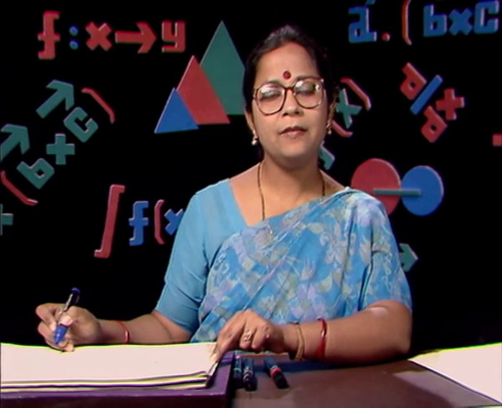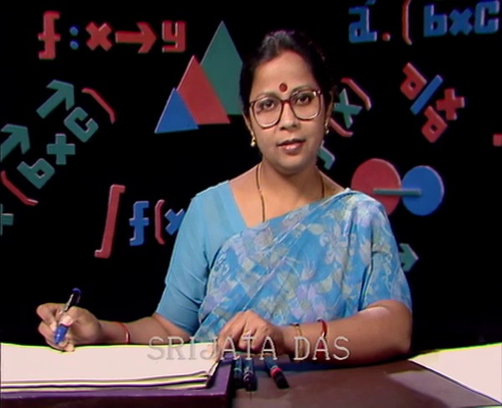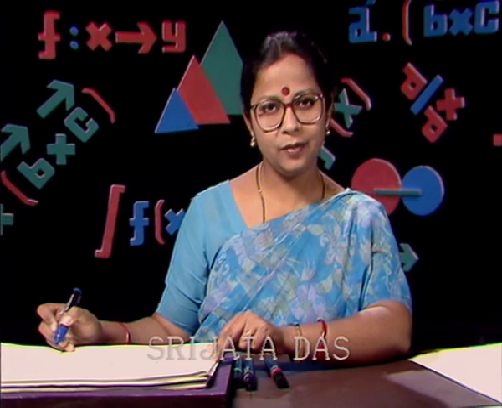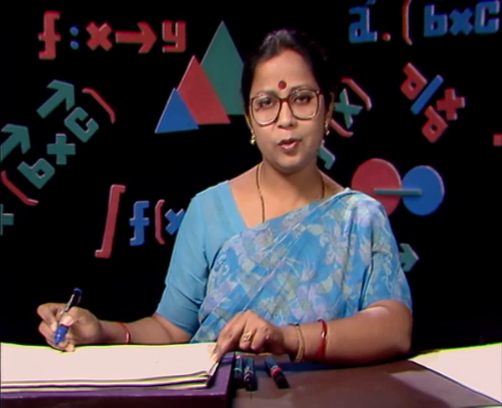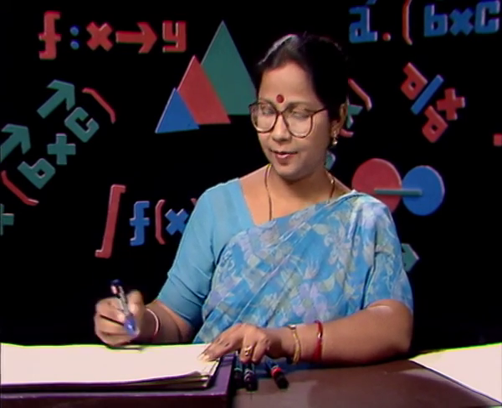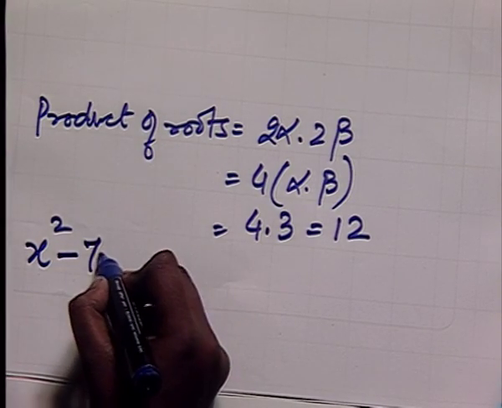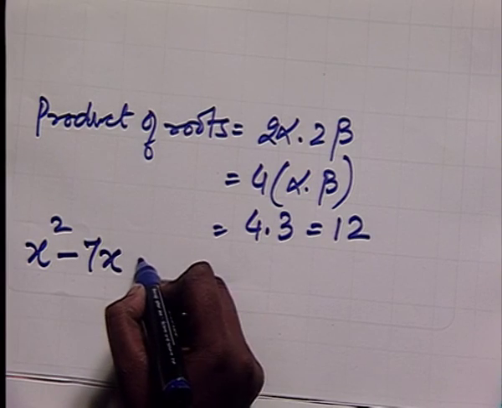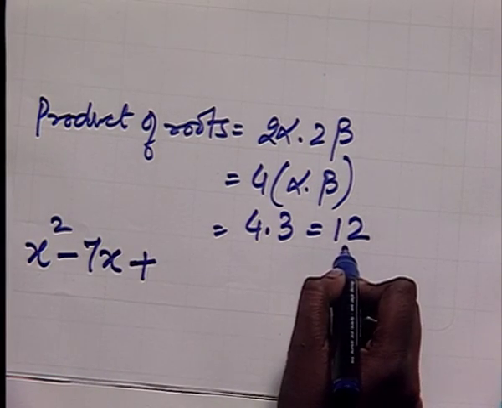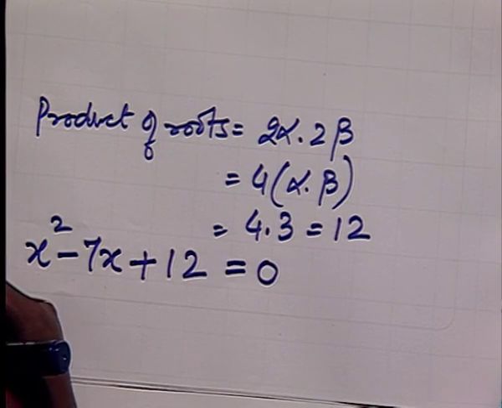So, now we have the sum of the roots of the required equation as 7 and the product of the roots of the required equation as 12. So, can we construct this equation now? Yes, the equation in this case will be x square minus the sum of the roots of the new equation, which is 7, so 7x, plus the product of the roots of the new equation, which is 12. So, that is 12 equal to 0.